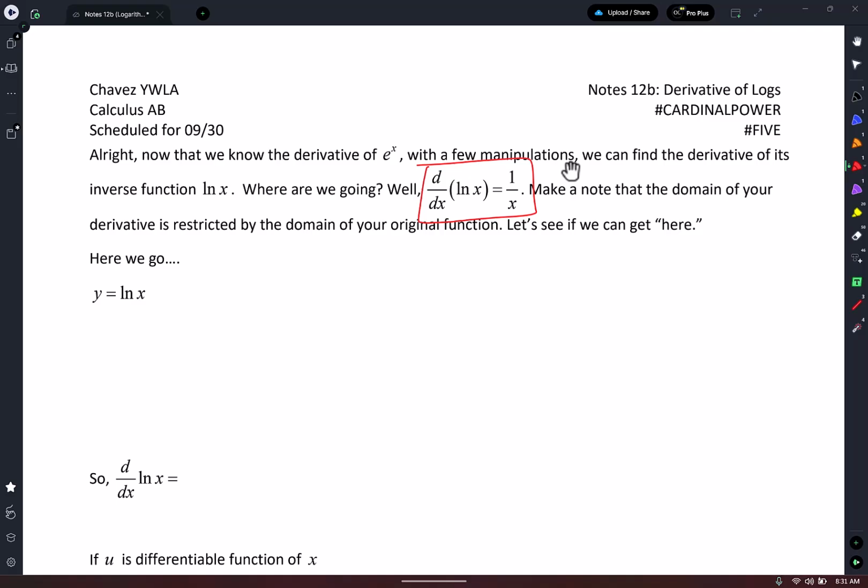Whenever you're having trouble, make a note that the domain of your derivative is represented by the domain of your original function. Let's see if we can get there. All right, so I'm already telling you that the derivative of ln of x is 1 over x. That's what we're trying to get to.